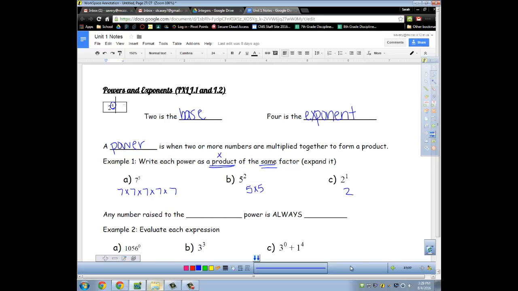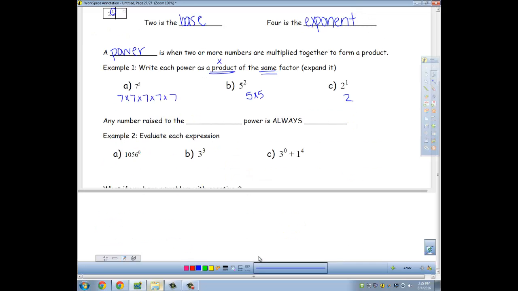Now this next thing throws some people off because it's not what you would assume. Any number raised to the 0 power, so if your exponent is 0, it's always 1. So this next set of examples, we have a couple that have 0 as an exponent. So if I have 1056 to the 0 power, it's just 1. Doesn't matter what the number is, if 0 is the exponent, your answer is 1.